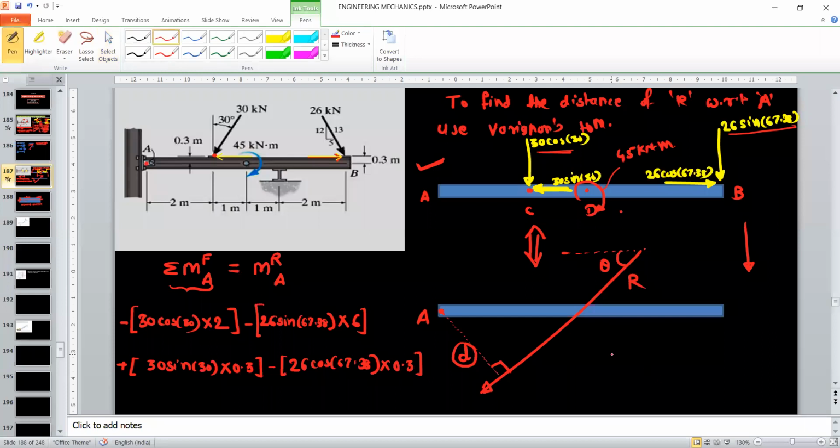I will write here on the right hand side, the moment by the resultant about A. This equation will be: the resultant force is R, and the perpendicular distance is D, and this resultant will try to rotate the rod AB in the clockwise direction, so this is negative. Then you will equate this equation with this answer. Just tell me this answer, which is the summation of moments by all the forces about A.